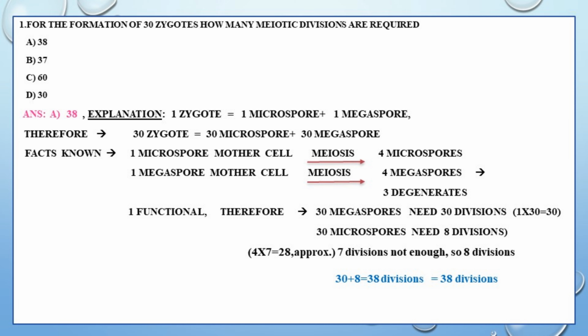So 30 divisions plus 8 divisions, altogether we'll get 38 divisions. So the answer, the choice will be answer A. 38 is the correct answer.